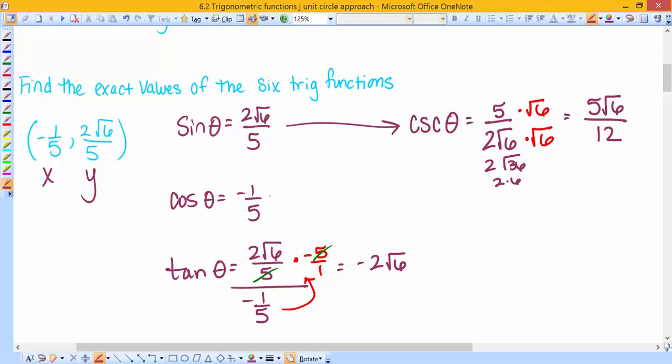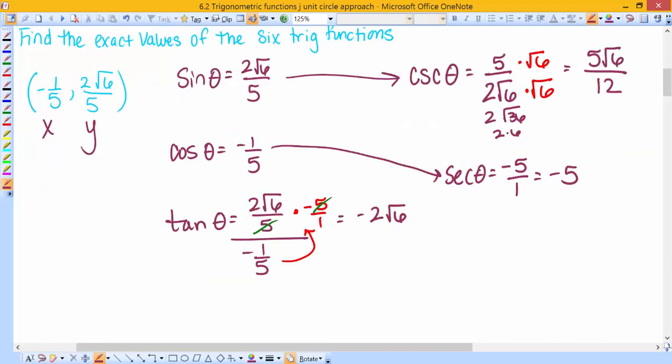For cosine, its cofunction is secant. And I take the reciprocal of negative 1/5, so it's negative 5 over 1, so I get negative 5. And then tangent's cofunction is cotangent. And the reciprocal of negative 2 root 6 is 1 over negative 2 root 6.